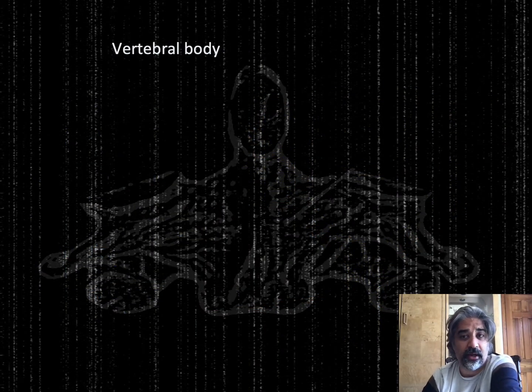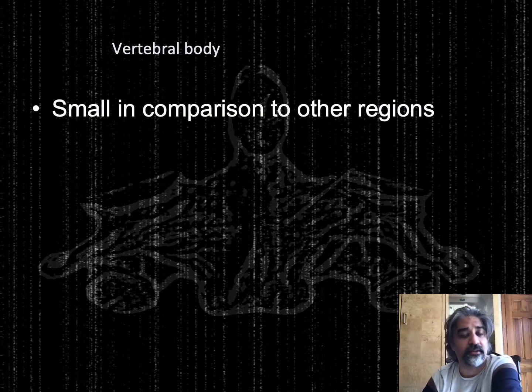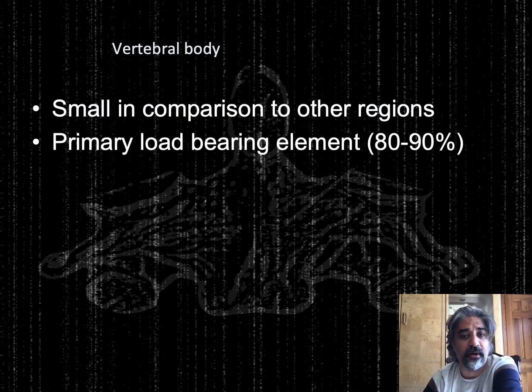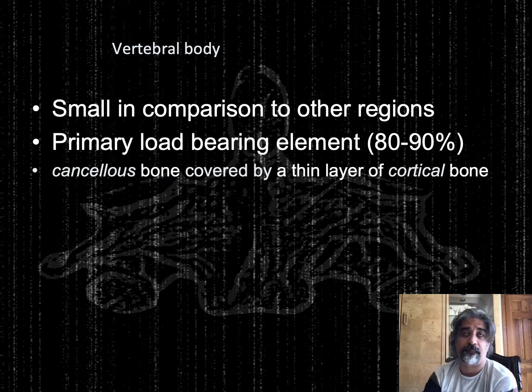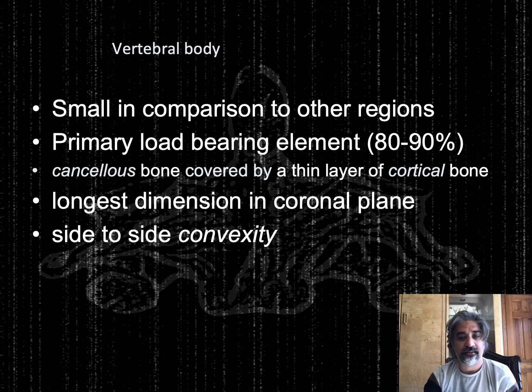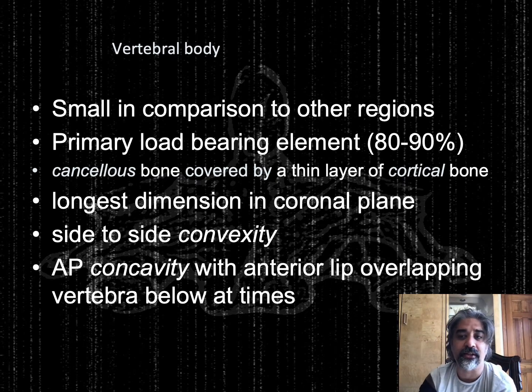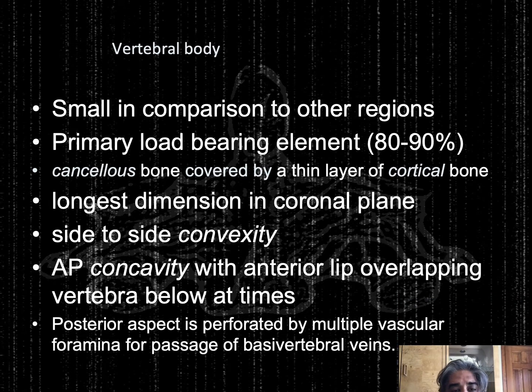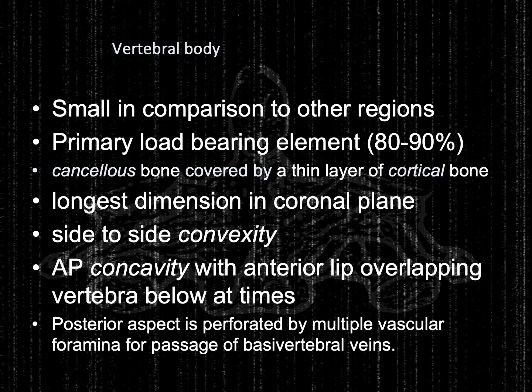So looking at the vertebral body in detail, it's small in comparison to the other regions of the spine. It's the primary load-bearing element. It actually takes on 80 to 90% of the weight. It's basically surrounded by cortical bone, which is much denser, and then it's got cancellous bone inside. Its longest dimension is in the coronal plane. It has a side-to-side convexity. I'm going to show you what this looks like. And in the front to back, it's actually got a concavity with an anterior lip overlapping the vertebra below at times. And the posterior aspect is perforated by multiple vascular foramina for passage of basivertebral veins.